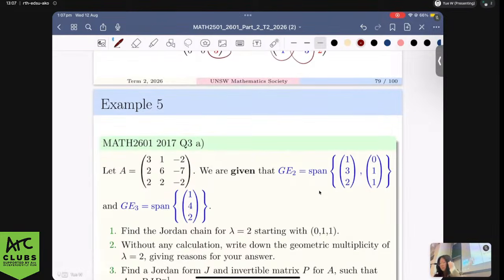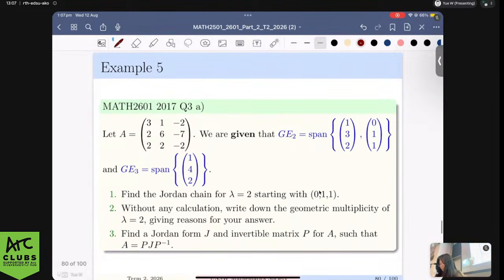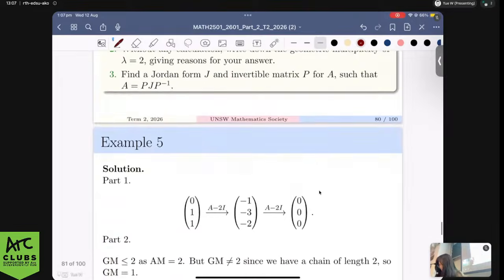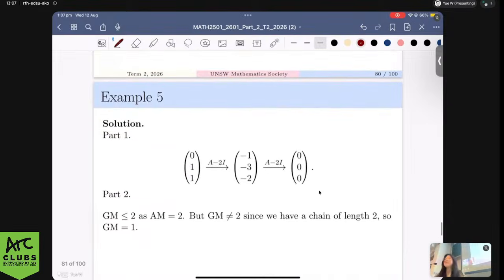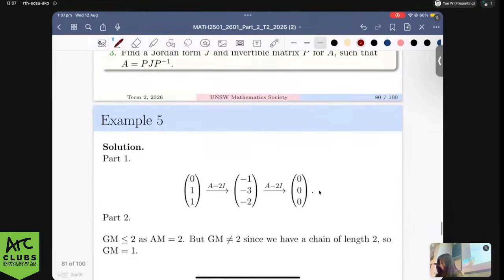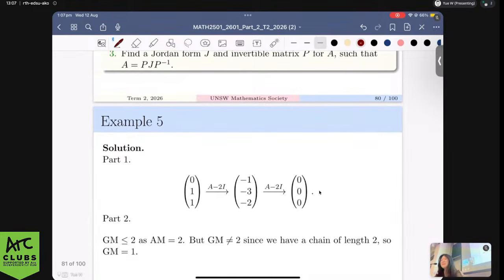Okay, so now moving on to another example. We want to find the Jordan chain for lambda equal to 2, starting with 0, 1, 1. Again, pretty straightforward. Start with some vector and just apply A minus 2I to the vector. So A minus 2I applied to 0, 1, 1, and you should get this vector, and you do it again to get this. So it terminates there.